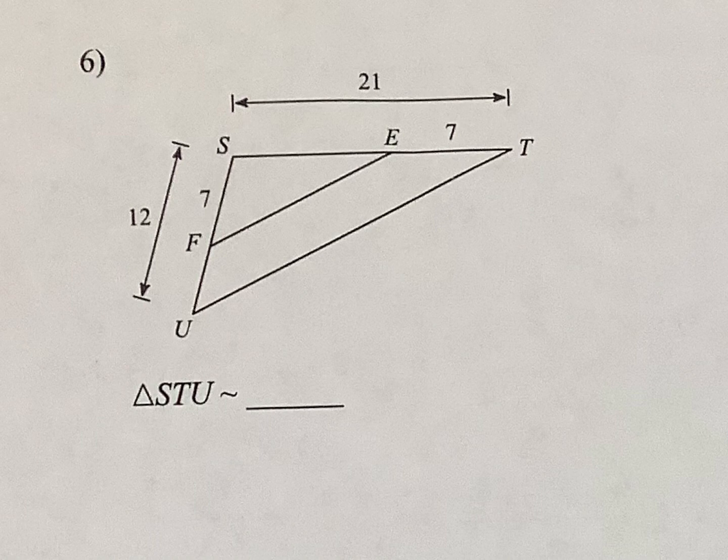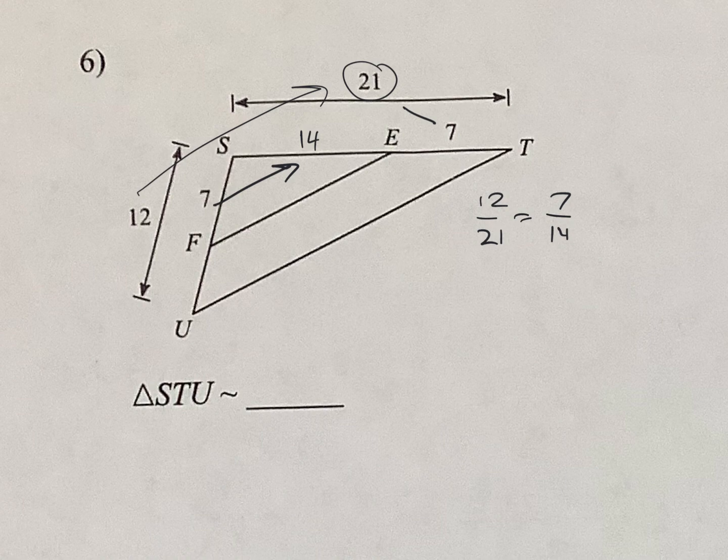So now, are they similar? So we have 12 is to 21, as 7 is to that. Well, what is SE? It's 21 minus the 7, that gives me 14. All right, well, 12 over 21 is not 1/2. 7 over 14 is 1/2. So, no, these are not similar.